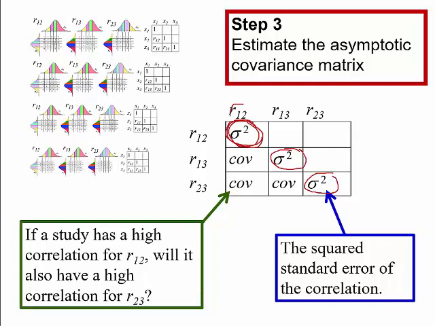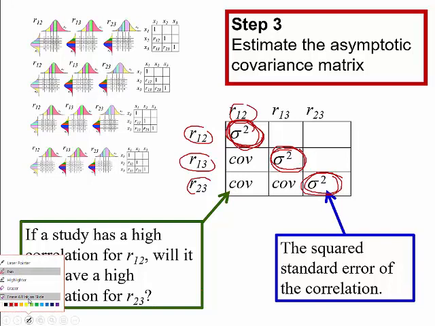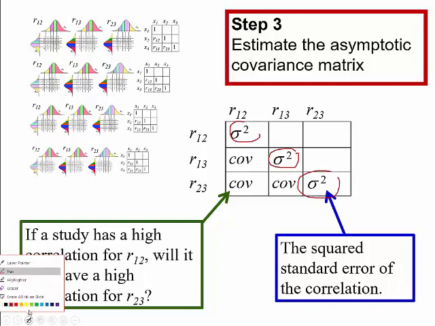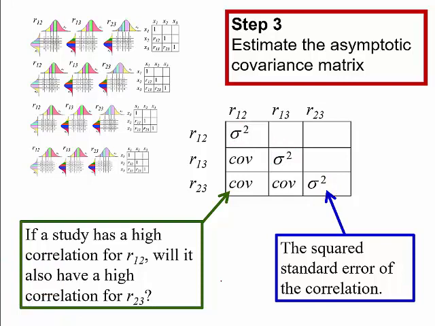So this is the polychoric correlation between item 1 and item 2, and this is the squared standard error for that correlation. Then going down the diagonal, here's the squared standard error for the correlation between item 1 and item 3. And then we have the squared standard error for the correlation between item 2 and item 3. So essentially, we have squared standard errors for each correlation in our polychoric correlation matrix. And that's maybe the most important thing, and the easiest thing to understand.